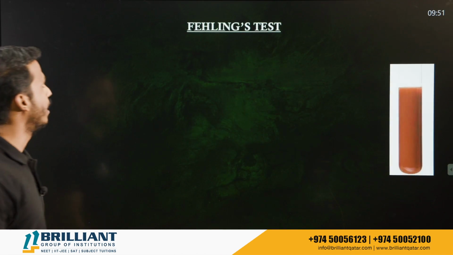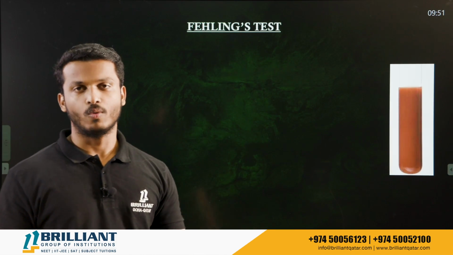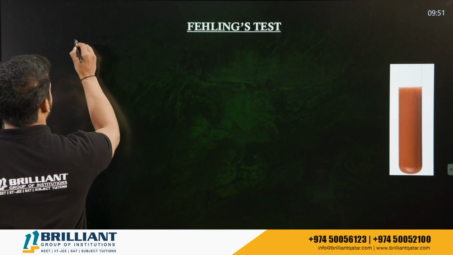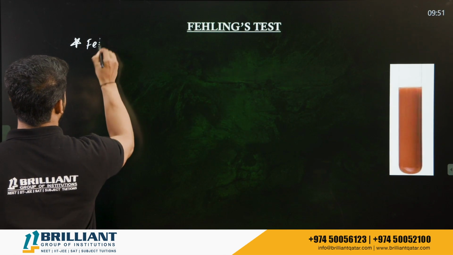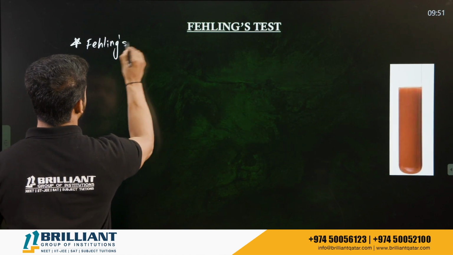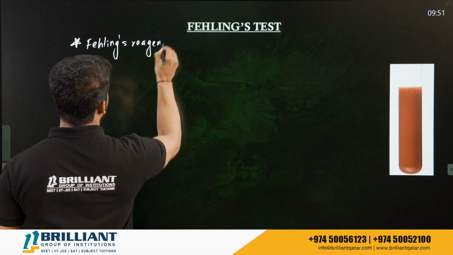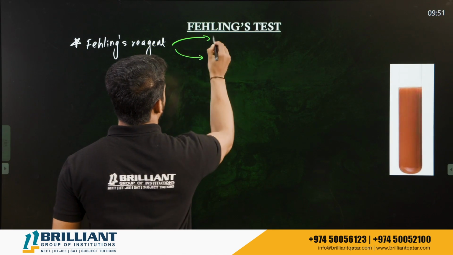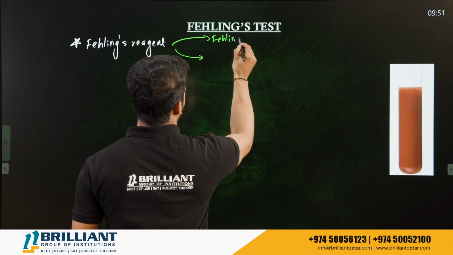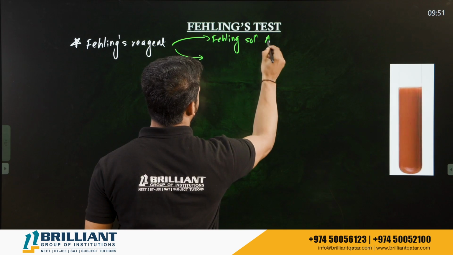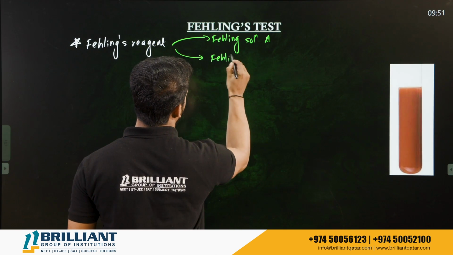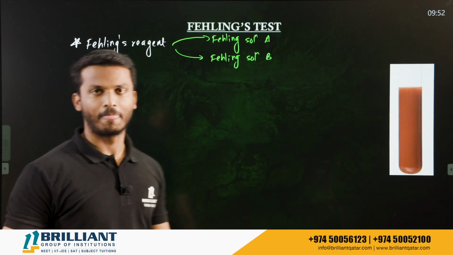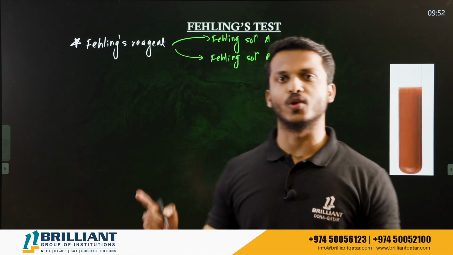Okay, the next one is called Fehling's test. What is that? Fehling's test, dear all. If you want to carry out Fehling's test, we need Fehling's reagent, right? Dear all, Fehling's reagent is of two types. They are called Fehling solution A and Fehling solution B. There are two types of Fehling solution: Fehling solution A and Fehling solution B.